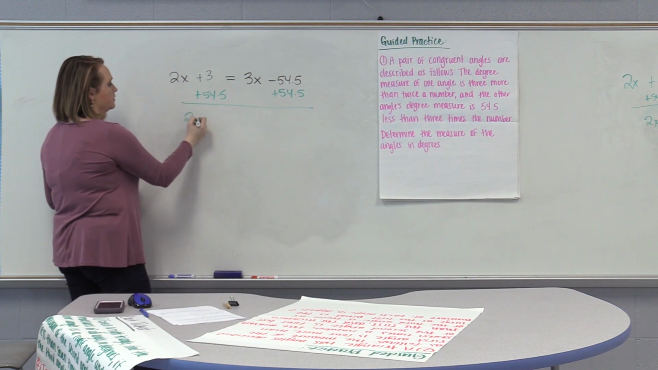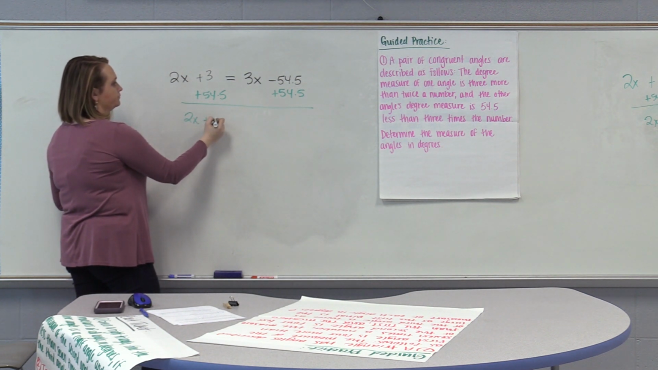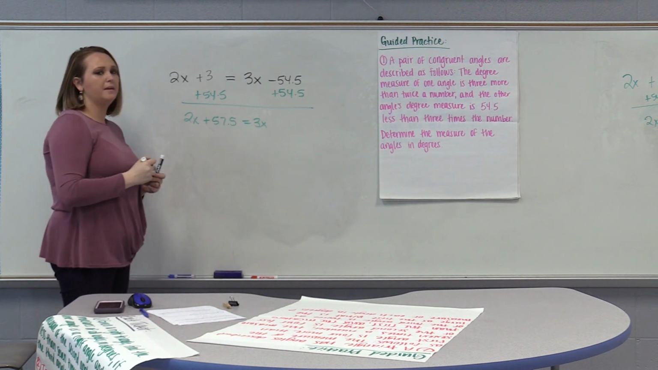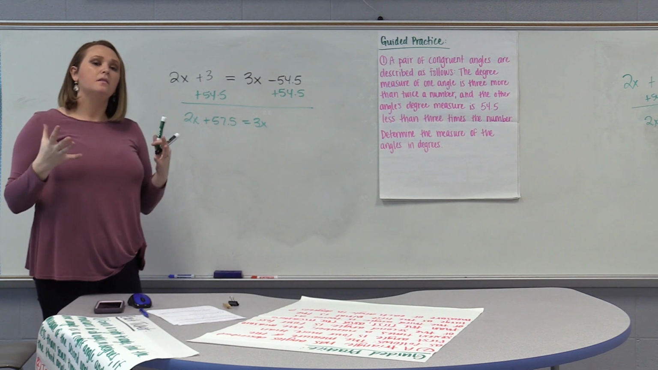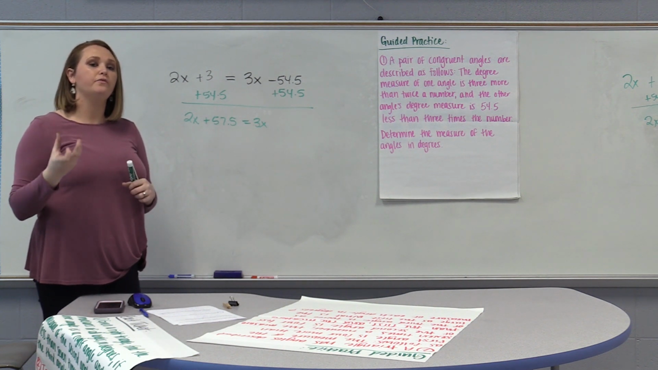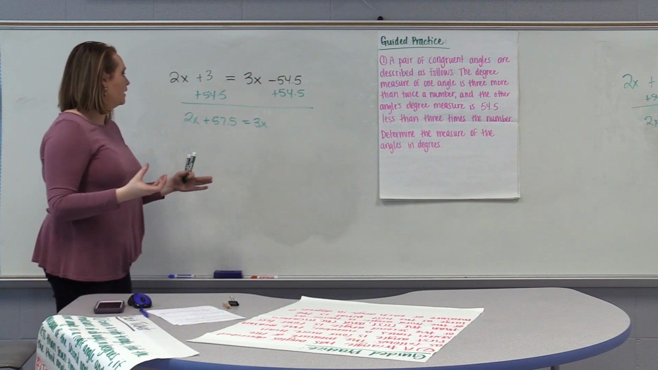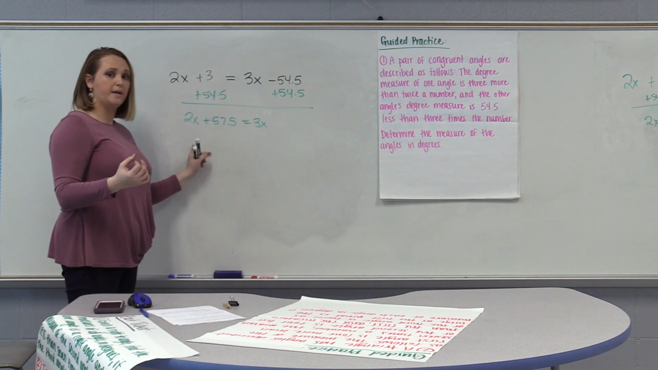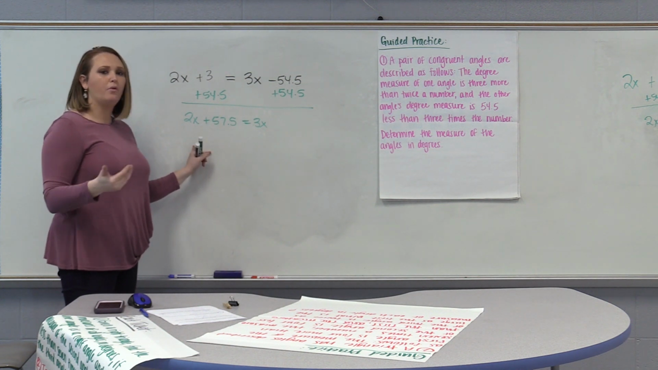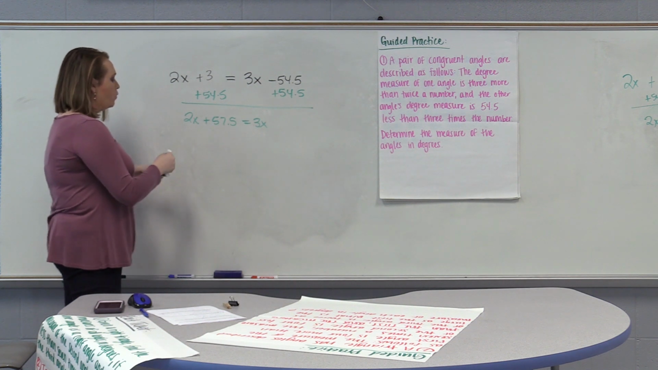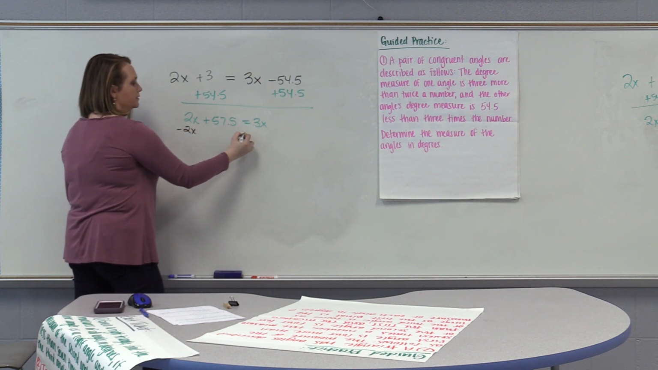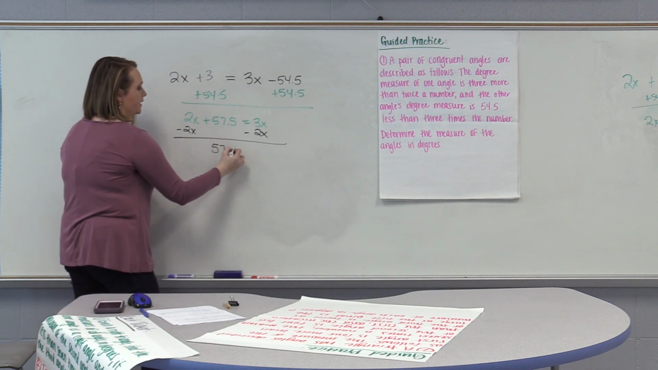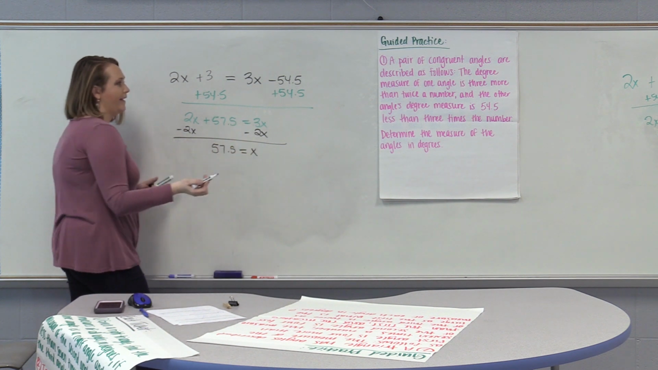So I have my new equation. Remember, thinking back to our previous lesson, the goal is always to have your variable set equal to a constant. If I get rid of 3x, it's not mathematically incorrect if you subtract 3x right here, but remember, it doesn't get you any closer to achieving your goal. So we want to subtract 2x. And so we have 57.5 is equal to x.